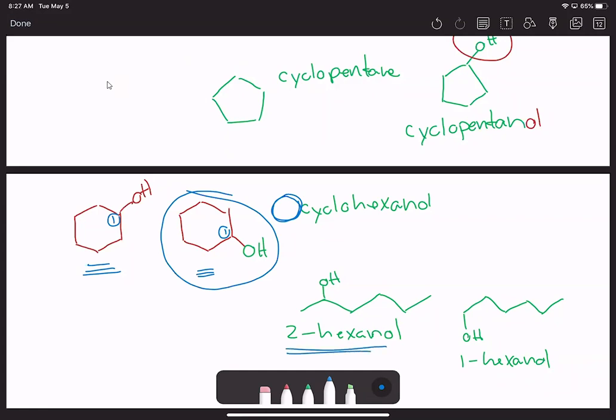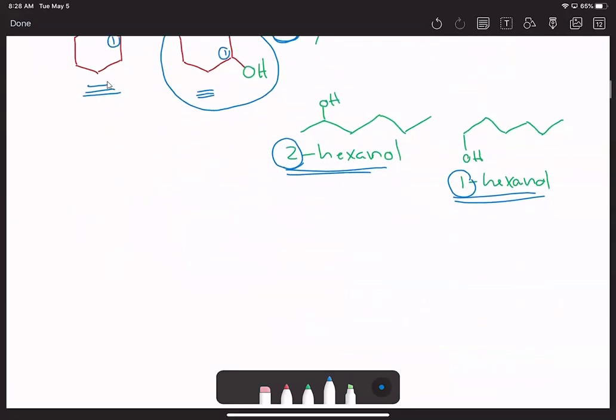Only when I have an open structure, such as these down here, right? These line structures, these condensed forms, when it's not closed up and it's not in a ring structure, I then have to put the location of where that alcohol functional group is at, right? But we don't necessarily need to do it with our ring structures. We can also have branches on these ring structures.